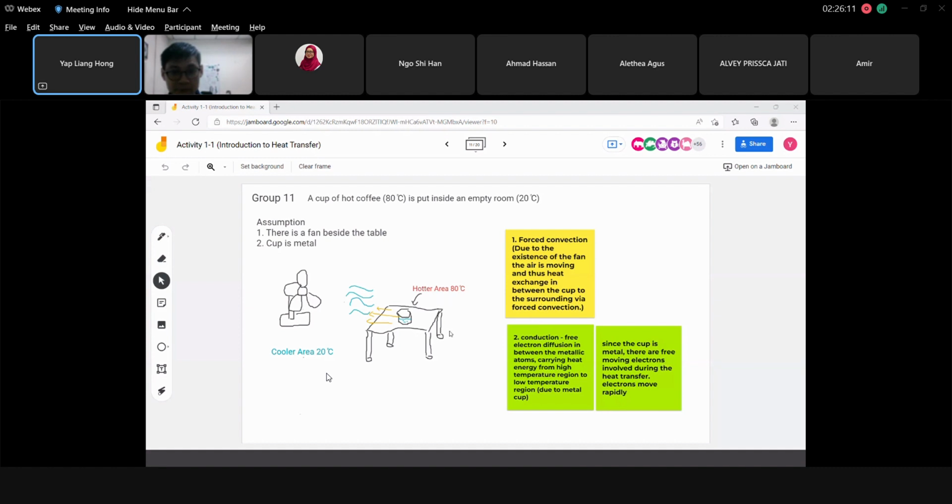But very sorry, we didn't write the radiation here. From what I have understood about radiation, the heat will also transfer into the surrounding air via radiation. Okay. So that's all from our group here.